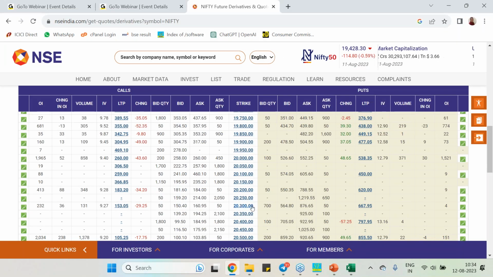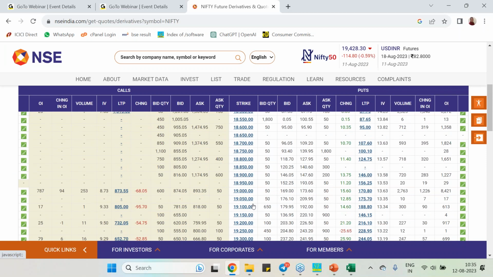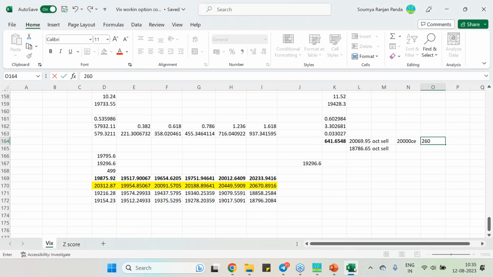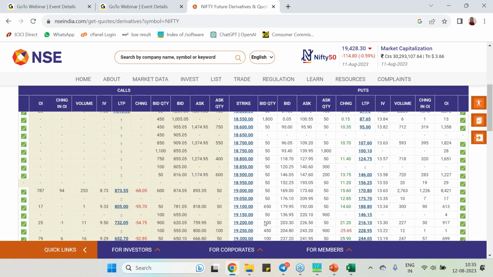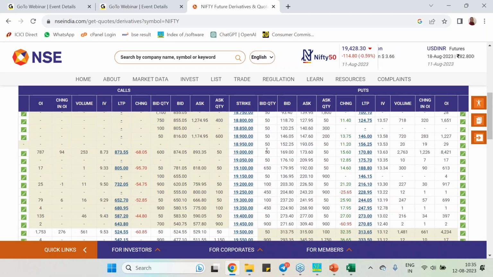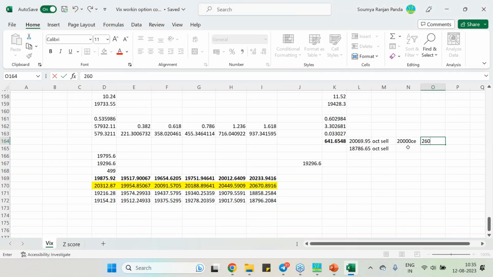Then you go with the October 18,700 put, 26th October. What is coming? 18,800. The 18,800 October put is 124. So how much net have you received in total? 384.